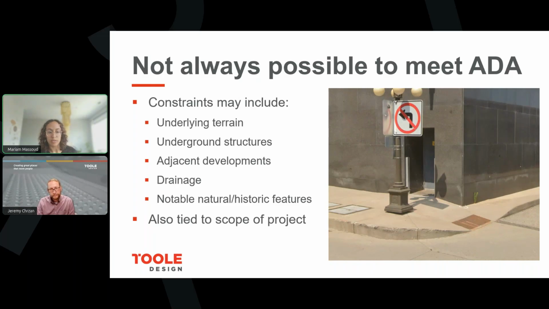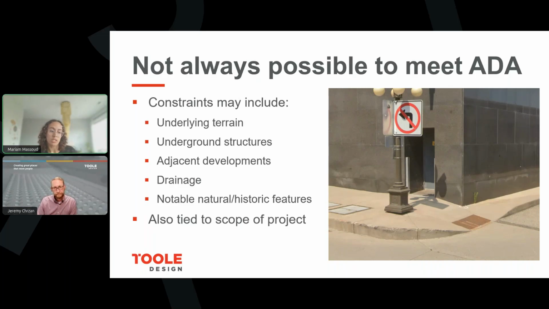Some other examples of constraints might include drainage or notable natural or historic features. The ability to meet or not meet PROWAG is also tied to the scope of the project. So I'll share a couple examples that I think have been shared already. If you would need to acquire right-of-way to make a curb ramp compliant, and the project's not scoped to acquire any right-of-way, then you won't be able to meet PROWAG. But if you are acquiring right-of-way in other parts of the project, then you would need to consider or evaluate acquiring right-of-way to make the curb ramp compliant as well.